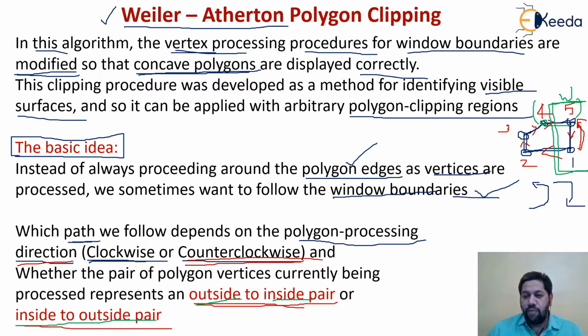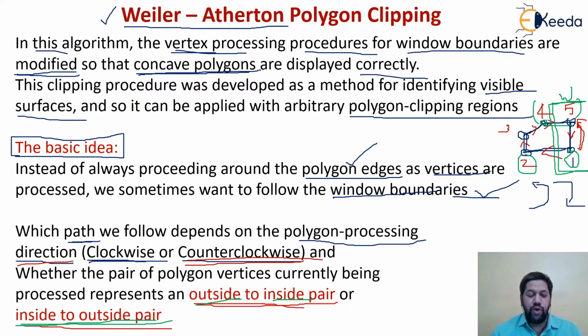What is my inside to outside pair? If I'm moving from vertex 1 to vertex 2, one is inside and 2 is outside. So in that case, the pair 1 comma 2 comes under the inside to outside pair. So whether I'm considering an outside to inside pair or an inside to outside pair is also taken into account in the Weiler-Atherton polygon clipping algorithm.